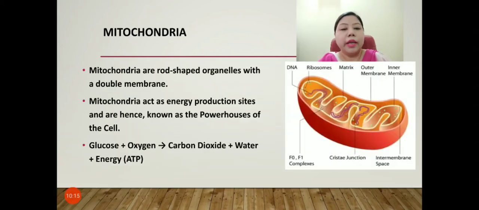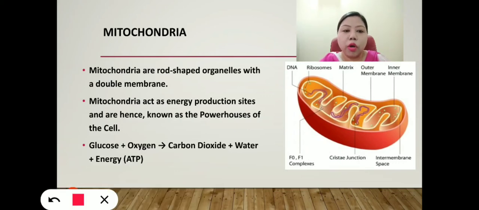Next we move on to the next cell organelle, that is mitochondria. Mitochondria is called the powerhouse of the cell. Now, why is it called the powerhouse of the cell? Because the food which we eat is digested inside our body and broken down into the simplest form, that is glucose. The glucose is absorbed by the cell, and with the help of oxygen, the glucose is converted into energy, and this process takes place inside the mitochondria. So mitochondria is called the powerhouse of the cell.